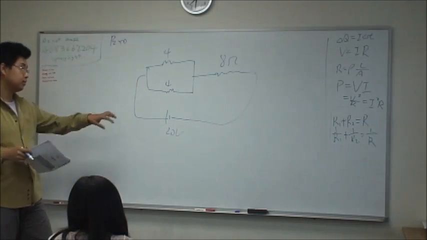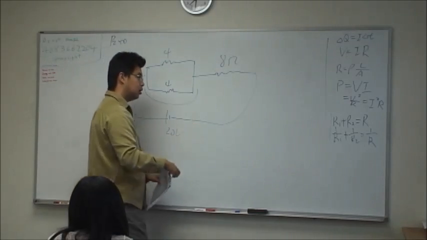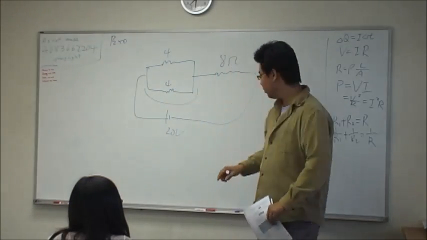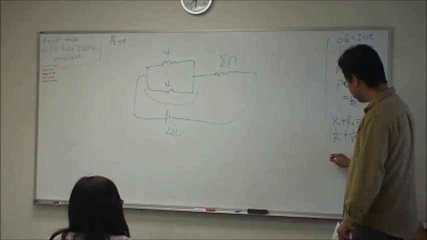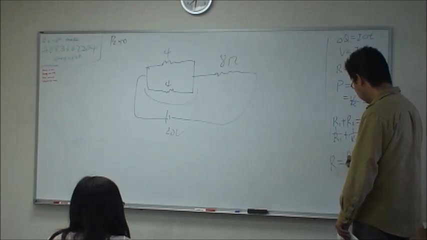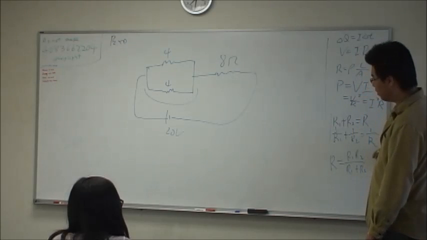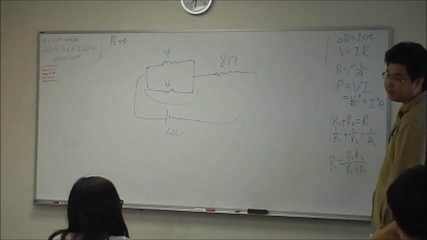Okay, first these two are parallel to each other, right? Normally when I do this calculation, I use this: R is equal to R1 multiplied by R2, over R1 plus R2. If you do the derivation, you will get exactly the same thing.